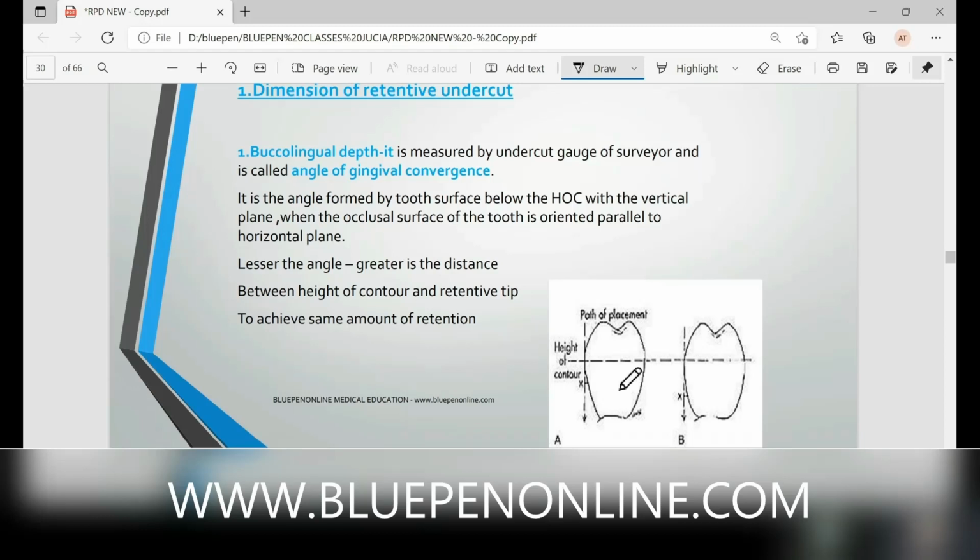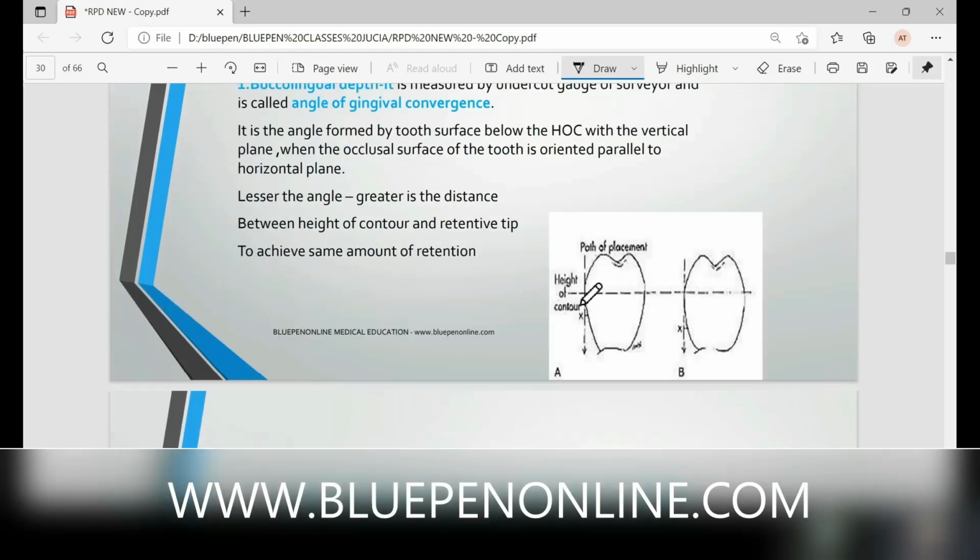Now, as you can see in this picture, see the angle. When you compare this angle with this angle, this one is less, this one is more. This is a very small angle and comparatively this is more. According to the concept, when you have a less angle like this, greater is the distance between the height of contour and the retentive tip, which means, you are going to place a clasp. The clasp will be like this. This is undercut, right? It will end here. This will be the retentive tip.